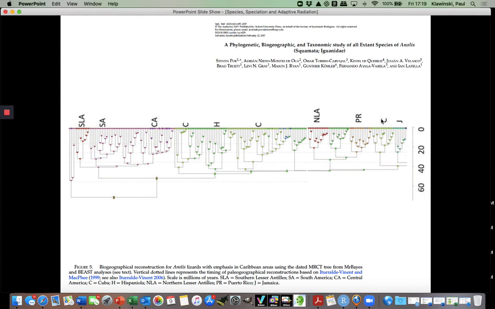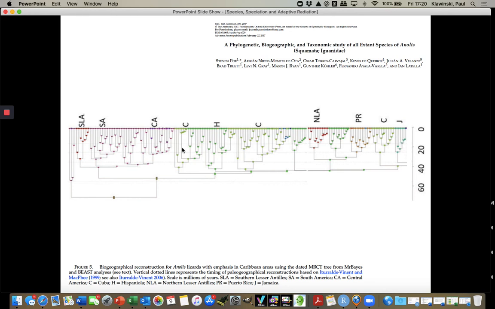And you'll see that there are a series of Cuban clades. There's this Cuban clade here, there's this large Cuban clade here that encompasses a lot of different species. There's a Hispaniolan clade, there's another Cuban clade here. And so Cuba, it makes sense that Cuba might have multiple adaptive radiations because it's a fairly big island relative to Hispaniola and Puerto Rico in particular. And Jamaica is also very small.